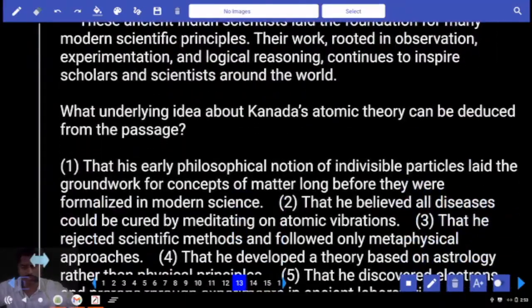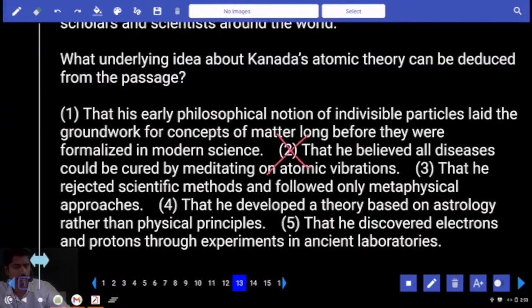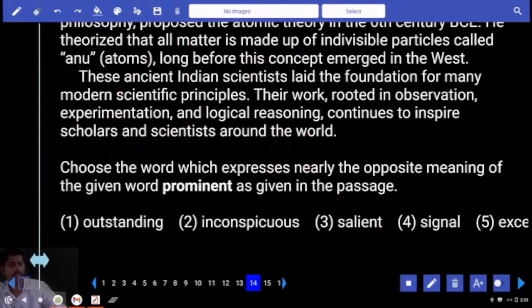That is, early philosophical notion of indivisible particles laid groundwork long before they were formalized. Maybe that he believed all diseases could be cured? He is not into doctor. He rejected scientific methods? He developed a theory based on astrology? He discovered electrons, protons, neutrons? Answer. First option.